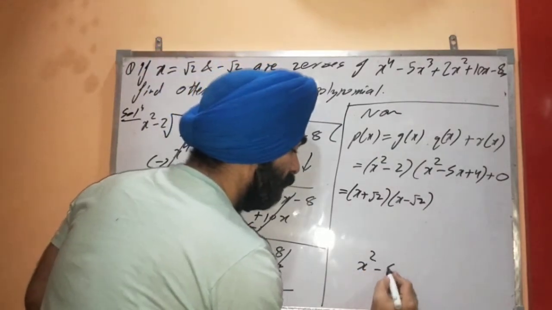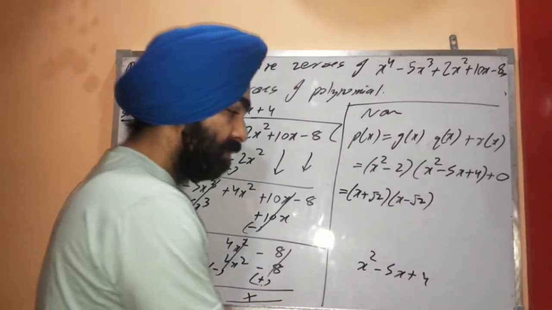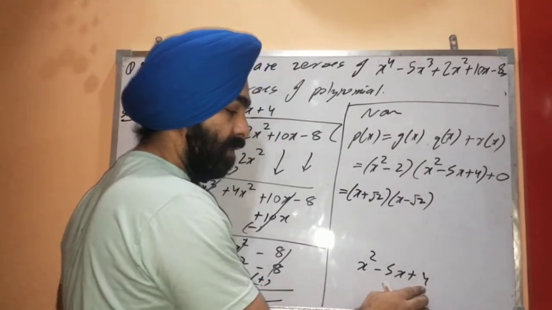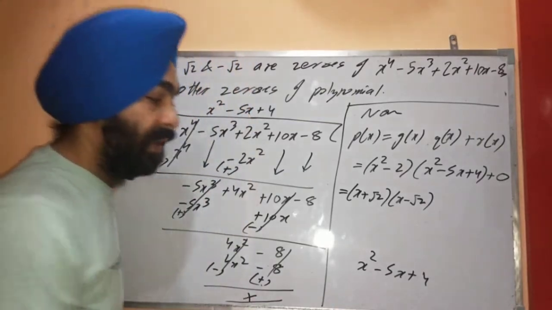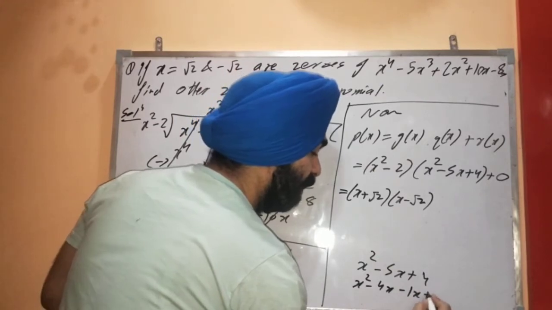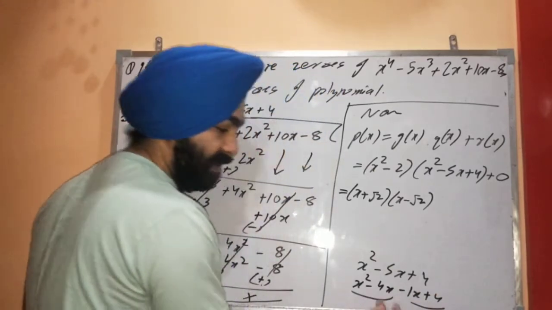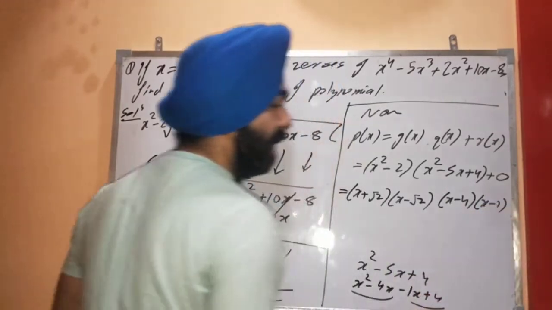Now, what will be the factors of 4 which, when added, yield minus 5? So these factors are minus 4 and minus 1, right? So on factorizing this, we will get x minus 4 and x minus 1.